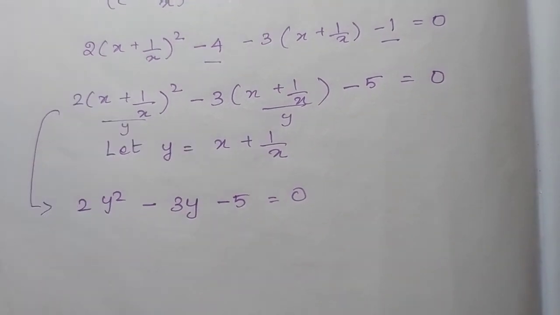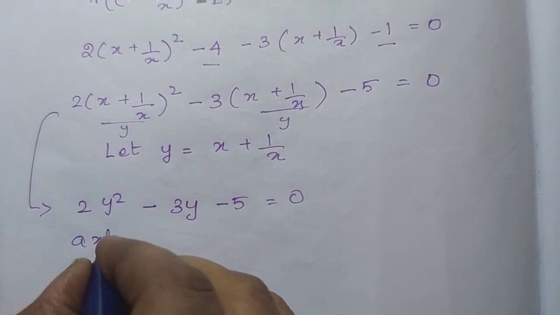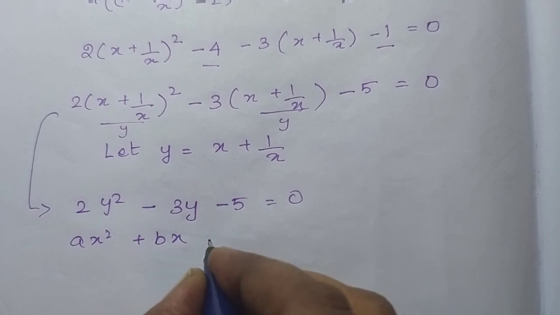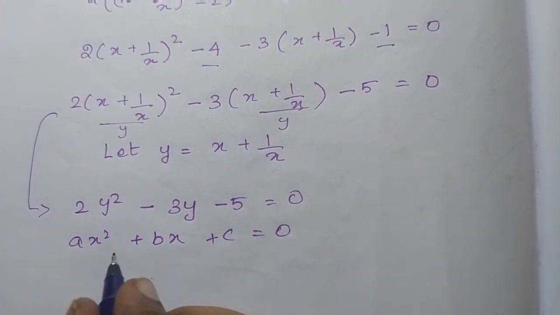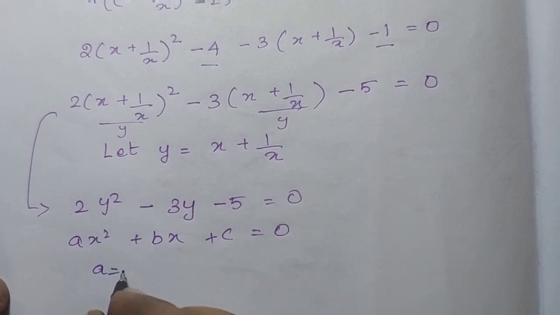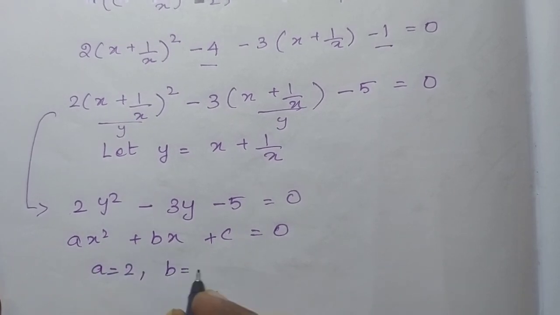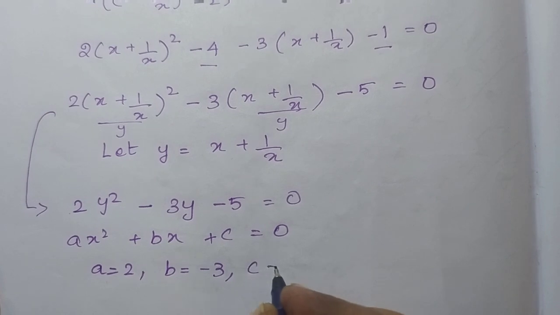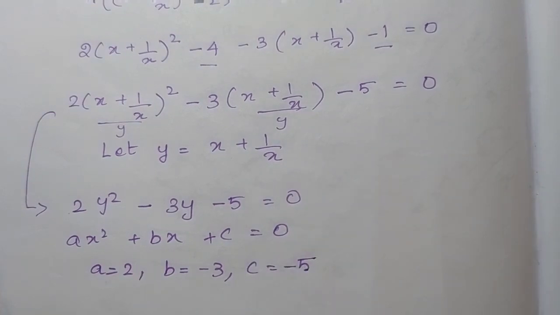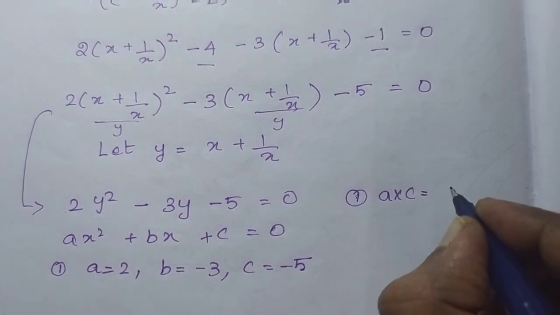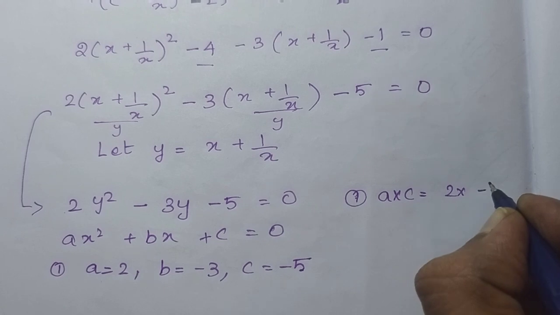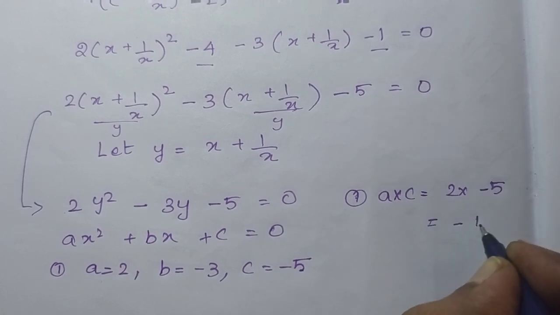Now, this is in the format of ax square plus bx plus c is equal to 0. Just equate and find the values of a, b, c. Here a is equal to 1, b is equal to minus 3 and c is equal to minus 5. What will be the first step? I am going to multiply a and c. Therefore, 1 into minus 5, what do I get? Minus 5.